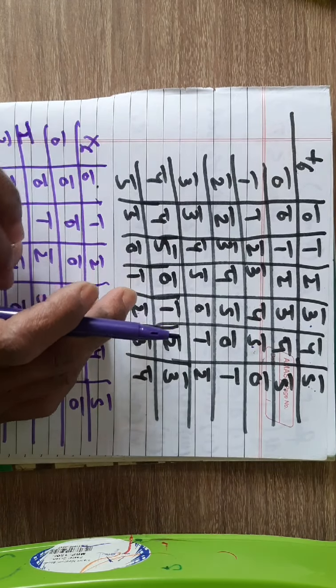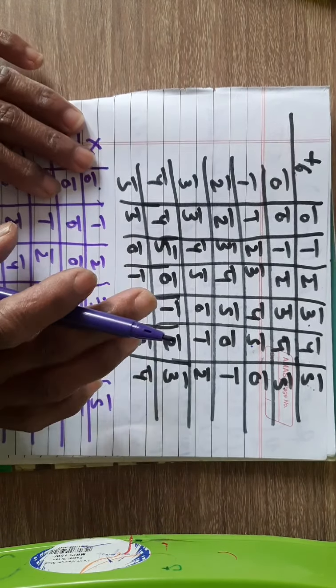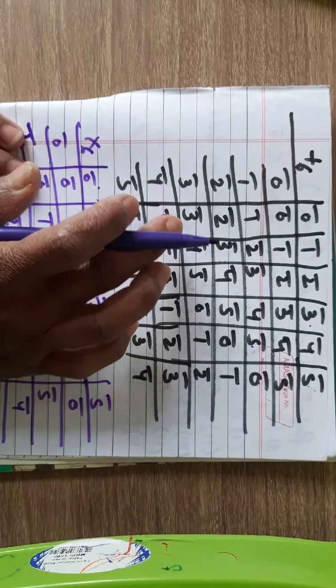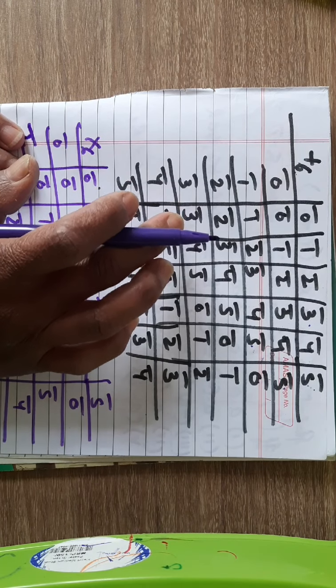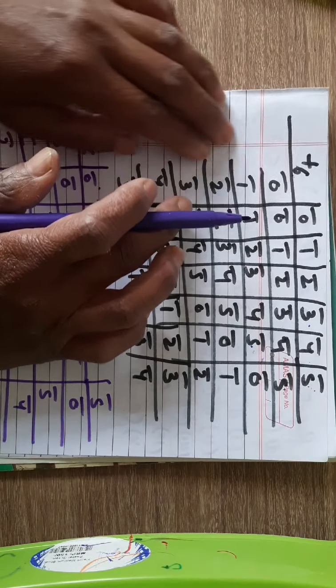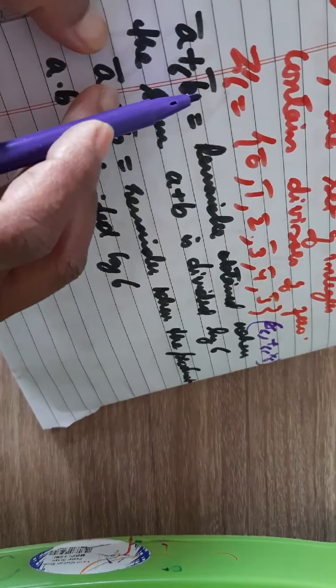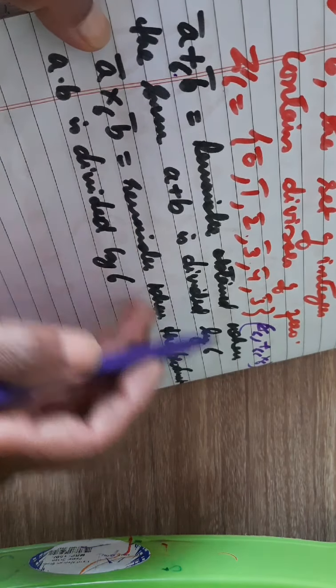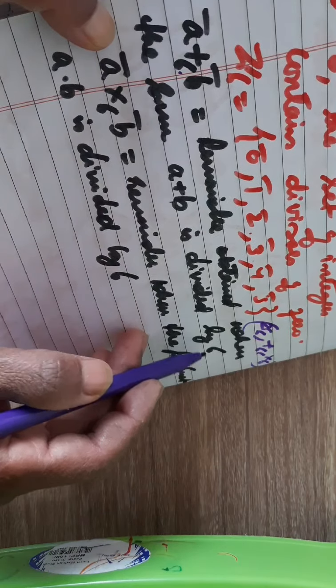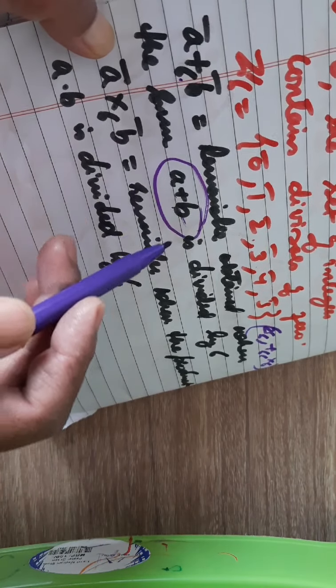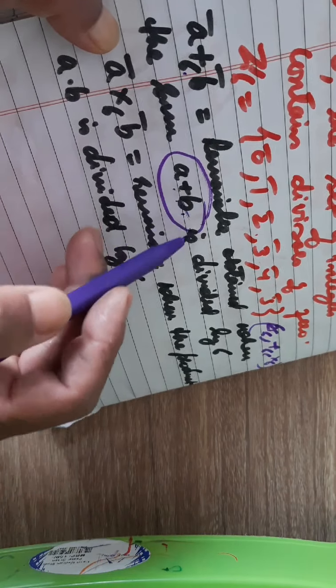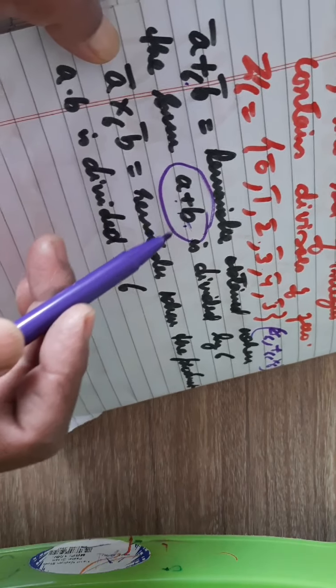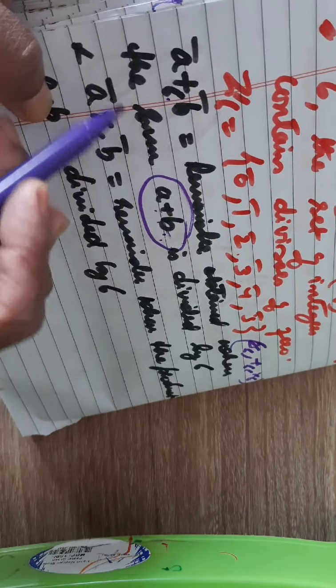The closure property and associativity will be satisfied. Why? Because we know that the set of integers satisfies the associative law, and this also will satisfy it, because we define the sum A bar plus B bar under addition modulo 6 to be the remainder obtained when the sum A plus B is divided by 6, where A and B are integers. So it satisfies the associative law. Similarly, under multiplication it will also be satisfied.